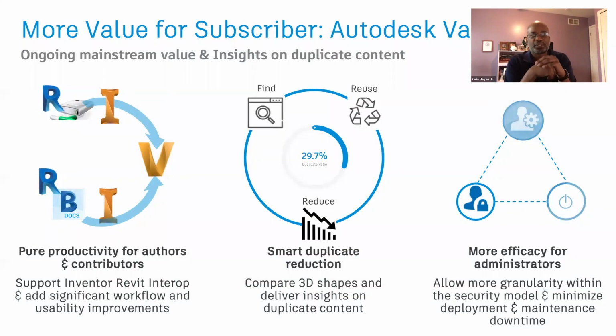With the 2021 release, we have concentrated on three separate areas, and that includes pure productivity for our authors and our contributors. We'll discuss this in more detail. The smart duplicate search reduction, as well as more efficiency for our administrators.